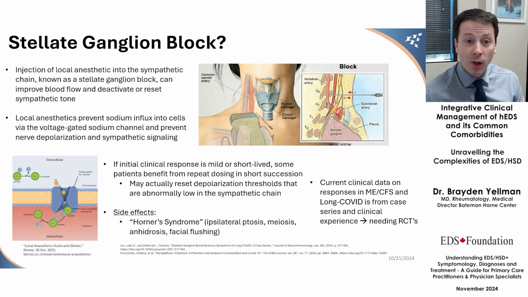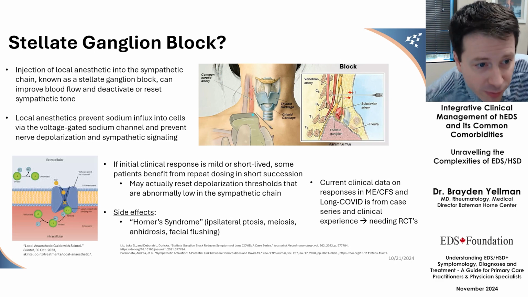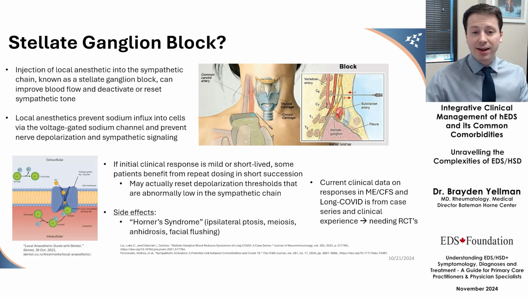Stellate ganglion blocks are moving into the literature now. This is an injection of local anesthetic into the sympathetic chain, and it can improve blood flow and deactivate or reset sympathetic tone. Local anesthetics are used to prevent sodium influx into neurological cells via voltage-gated sodium channels, and it prevents nerve depolarization and sympathetic signaling.